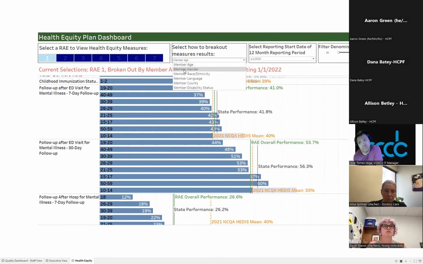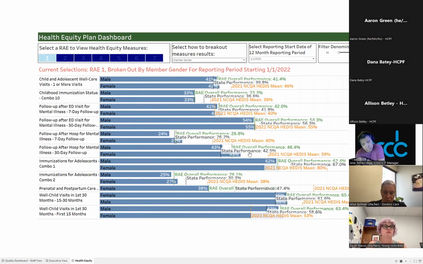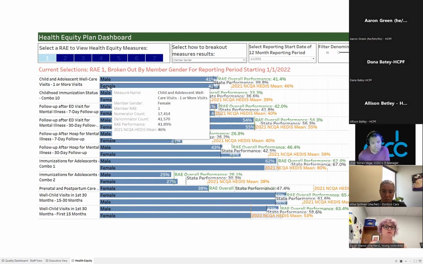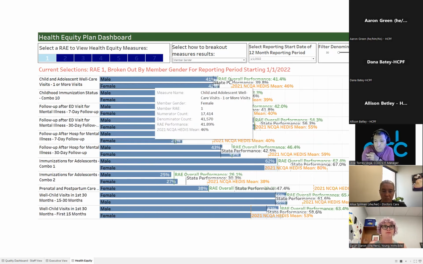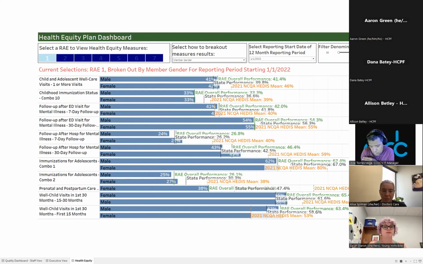Let's see what else. We can just jump through our different categories here. It gets a little crowded as we get to categories that only have 2 breakouts. So as an example, member gender on here, we would only have them broken up by male and female, and still see all those reference lines, but they're a little harder.